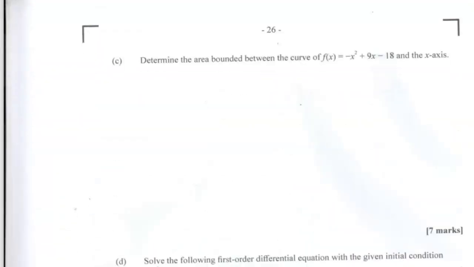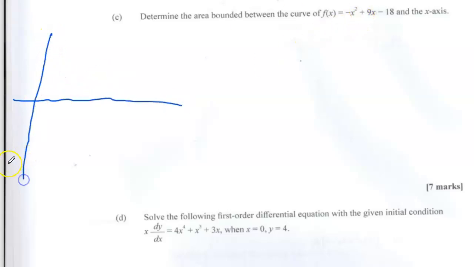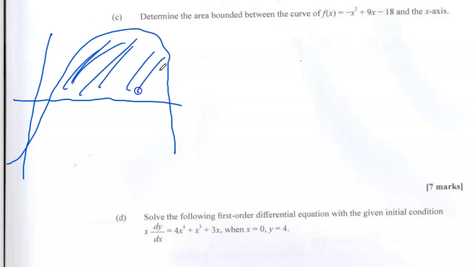Determine the area bounded by the curve f of x equal to that and the x-axis. Notice the x squared is a negative term there, so the curve will look something like this. We want the area bounded by the x-axis and the curve. So we first need to find where the graph cuts the x-axis, and to get that, we equate f of x to 0.